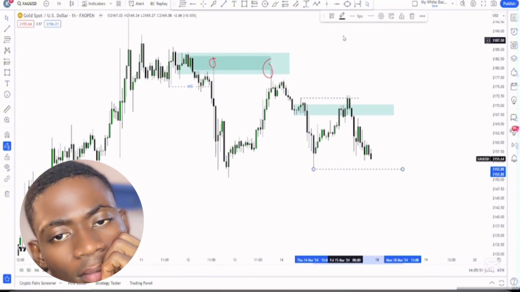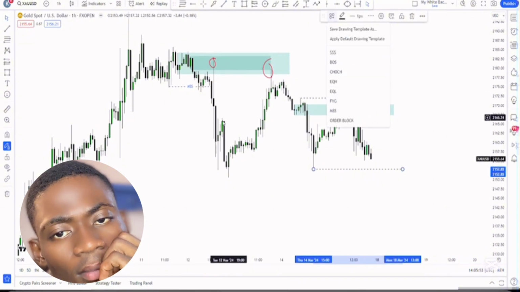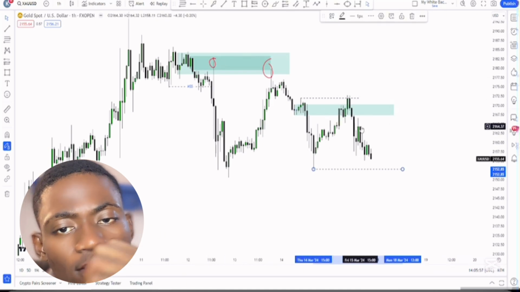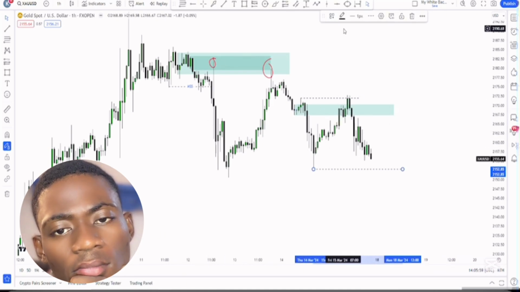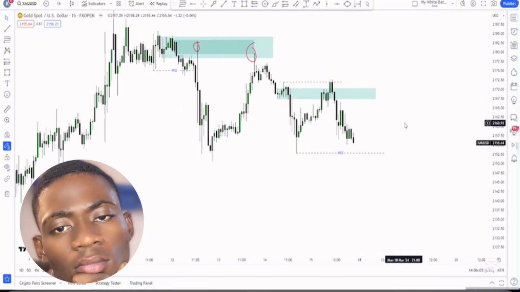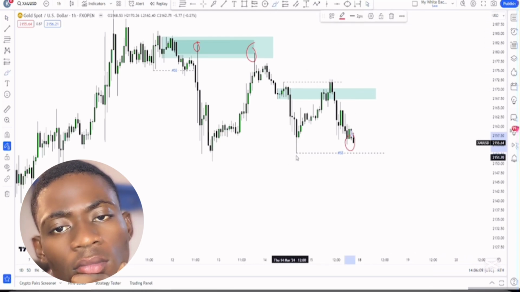Why are you doing this? You are counter trading, but you are not just counter trading like somebody that doesn't know what he's doing. You are counter trading because you know what you are doing and you know where price will eventually go to as you are counter trading. So it will be unwise for you to sell here. Why? Because you have not seen price clear this.